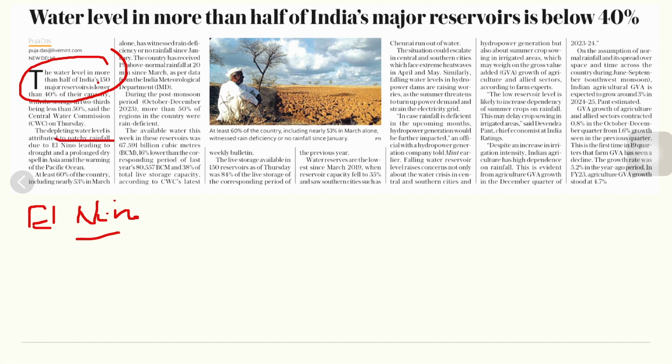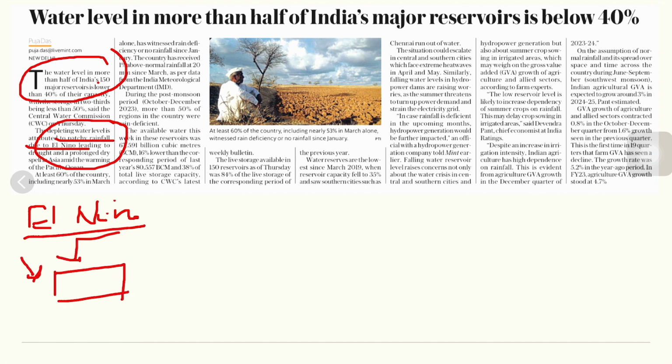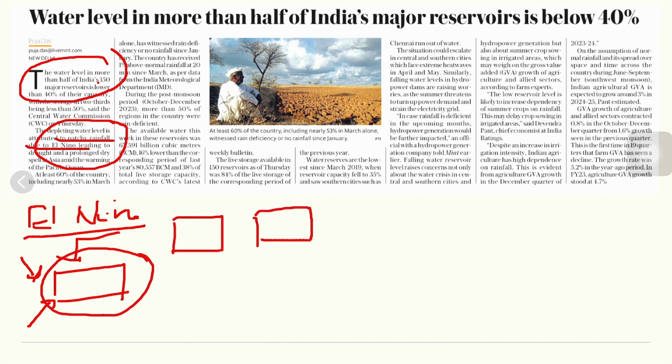The reasons you can mention: number one, patchy rainfall due to El Nino, leading to drought and a prolonged dry spell in Asia amid the warming of the Pacific Ocean. You must know that during the time of El Nino, there is an unusual warming of the Pacific Ocean, and because of the low pressure created in those areas, the rain winds actually move away from the Indian Ocean towards those Middle Pacific territories near the coast of South Africa and North Africa, and it rains more there, affecting rains in this particular area.